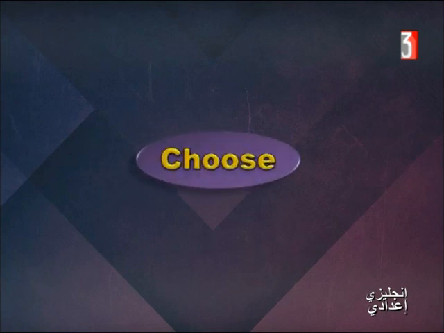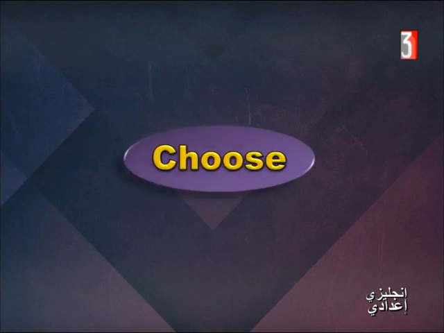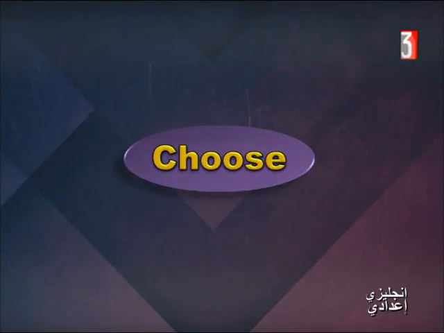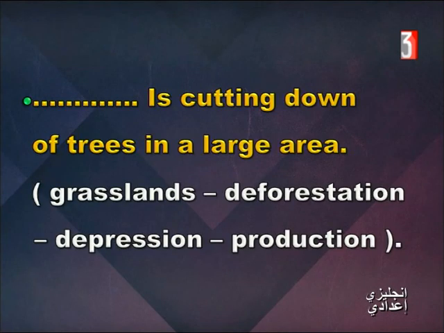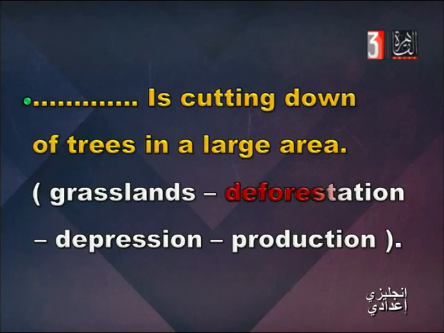Now we reach the first question in our session for today. It's a multiple choice question. Don't forget, you should read the choices carefully in order to get the correct answer from the 4 choices you are given. Number 1: cutting down of trees in a large area. Grasslands, deforestation, depression, or production. It's actually deforestation, قطع الأشجار.